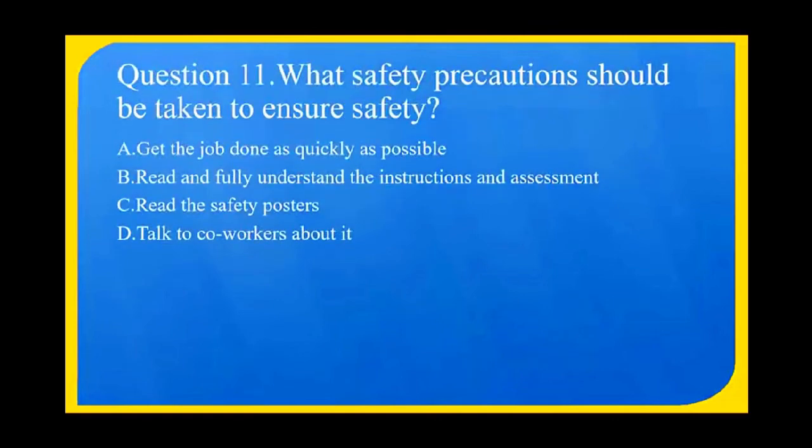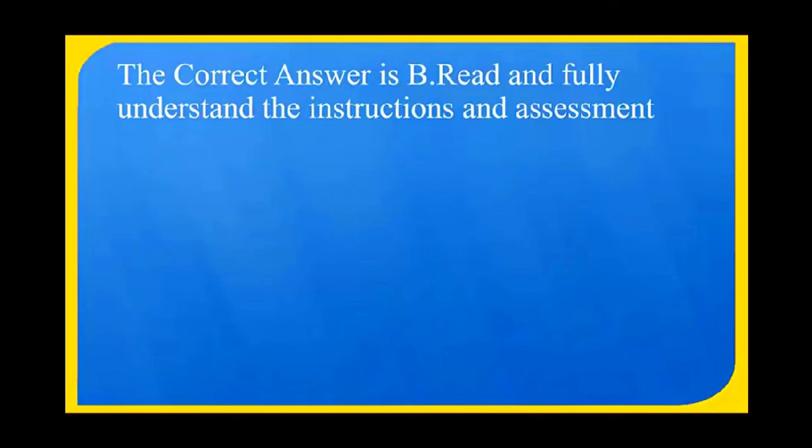Question 11. What safety precautions should be taken to ensure safety? A. Get the job done as quickly as possible. B. Read and fully understand the instructions and assessment. C. Read the safety posters. D. Talk to coworkers about it. The correct answer is B. Read and fully understand the instructions and assessment.